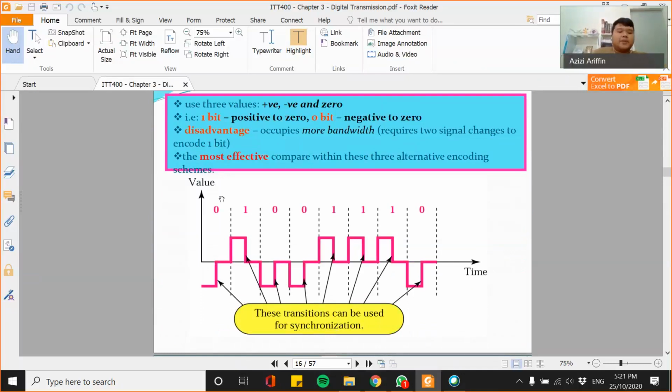So for example here, for 0, it will go from negative to positive. If you want to represent a 1 bit, it's positive to zero. Okay, see? So if 1 then 0, it goes from negative up to here. Again, if we want to represent a negative value, it goes from negative to zero, and so on, right?